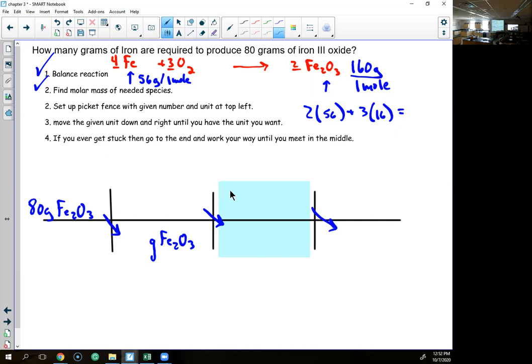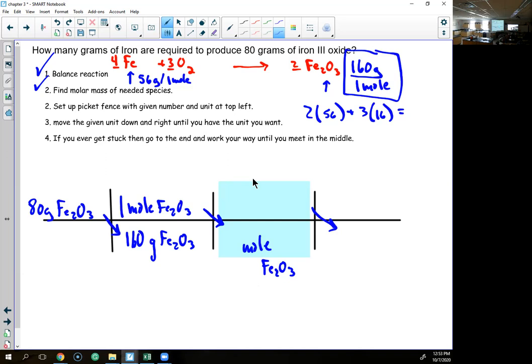Okay, now, where is my proportion or my ratio that has grams of Fe2O3 in it? It's right here. There are 160 grams of Fe2O3 for every 1 mole of Fe2O3. Be super thorough for right now. So what unit must come down here? Mole of what? Fe2O3.